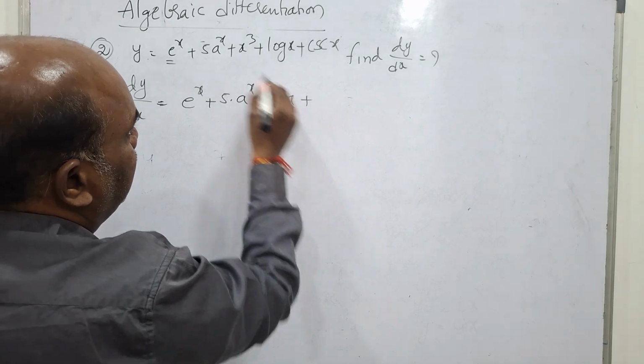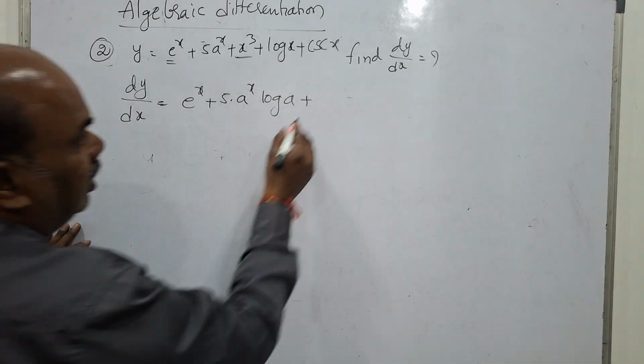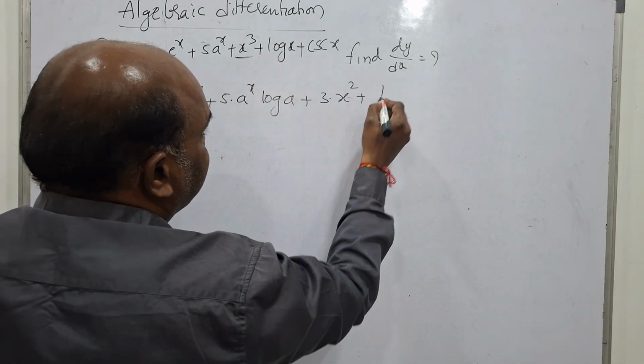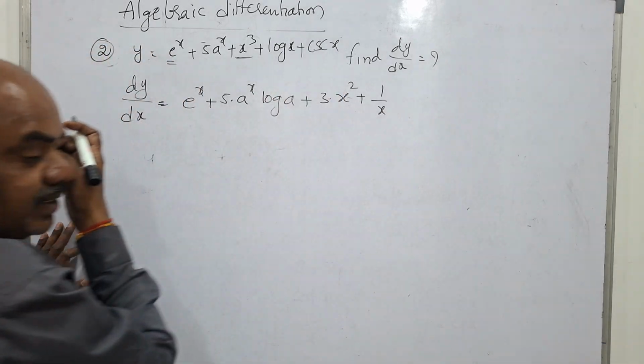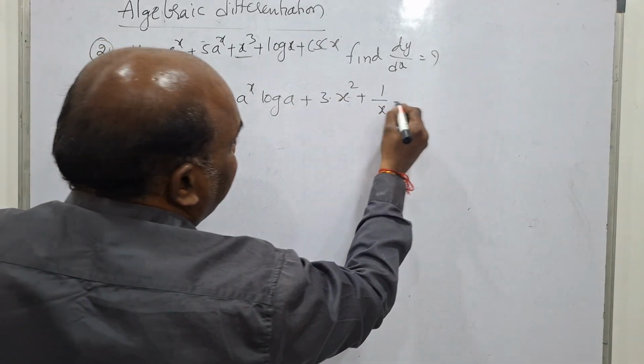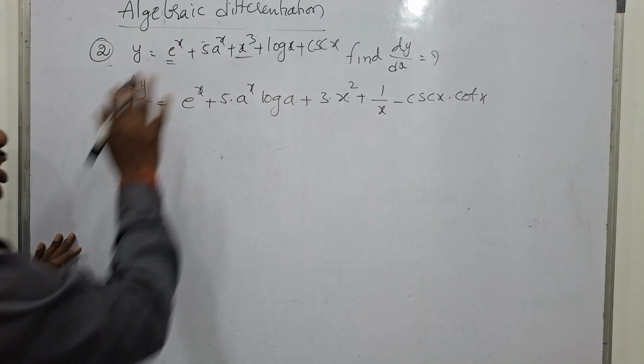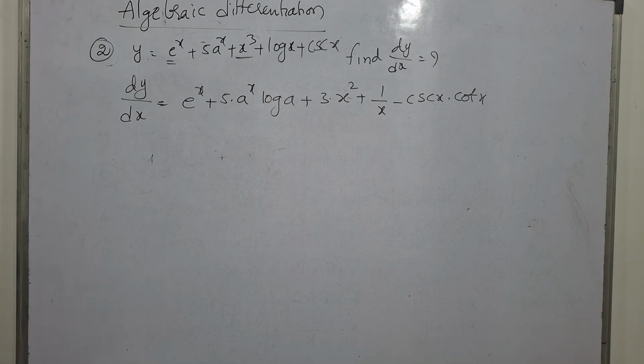This is in the form of x power n. n into x power n minus 1, 3 minus 1, 2. Log x is 1 by x. Cosec x is minus cosec x into cot x. This is the differentiation of the given function.